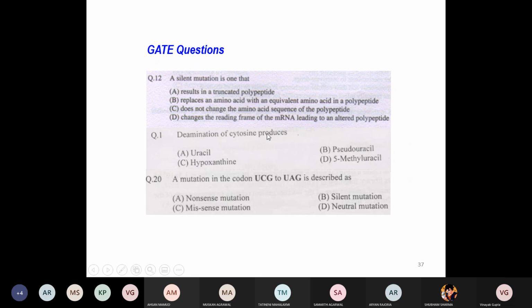Deamination of cytosine produces uracil. Yes, just now we discussed. The mutation in the codon UCG to UAG is described as nonsense. Yes, because I told there are three nonsense codons: UAG, UGA, and UAA. Nonsense means they are of no use. They are not going to code for any amino acid. That's why they are nonsense. They are the stop codons. So answer A, nonsense mutation.